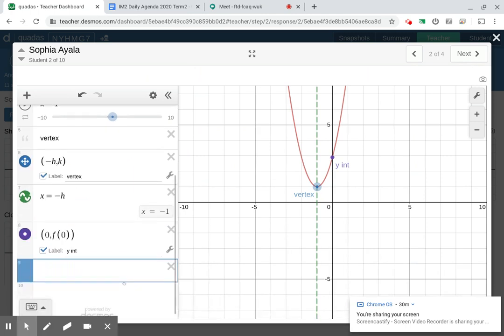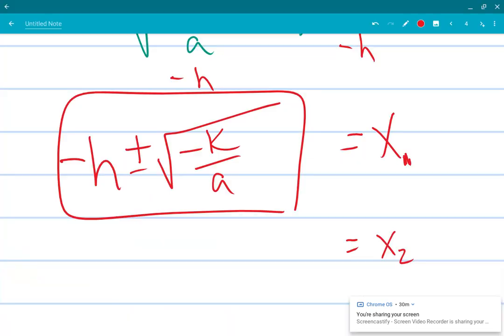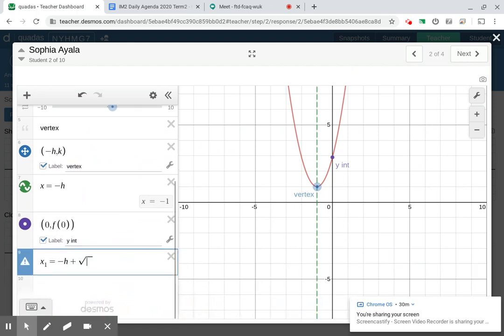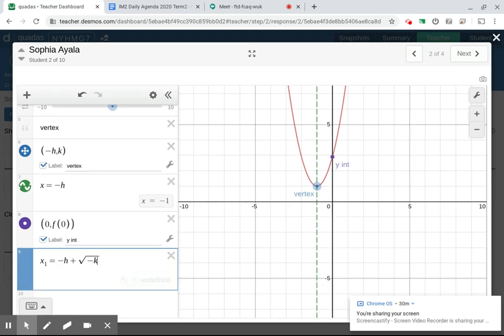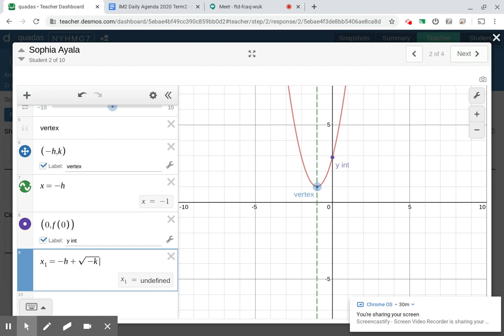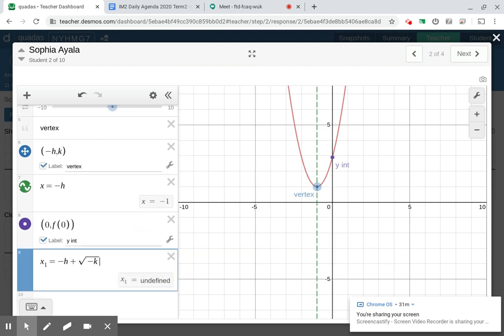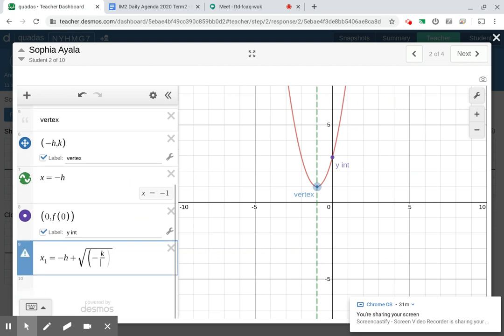x1 equals negative h plus the square root of negative k. Oops, that's got to be inside this. SQRT negative k divided by a. Oops, but it has to be inside the square root. So I might have to put parentheses so I can keep it inside the square root. Divided by, what was it again? A.